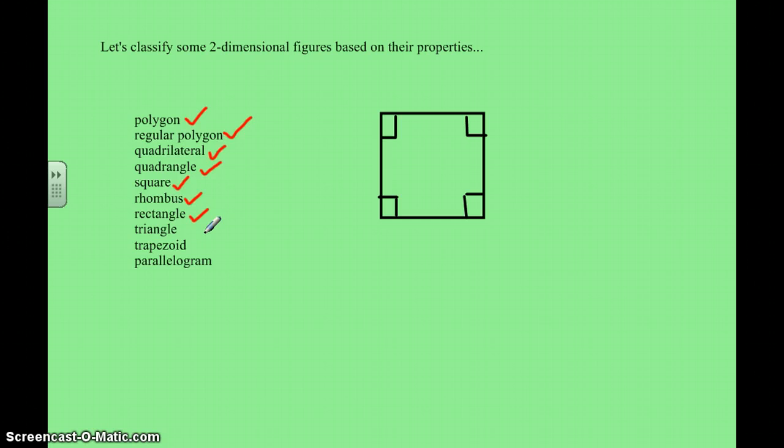Is it a triangle? No, because it has more than 3 angles or 3 sides. Trapezoid. Well, a trapezoid has one set of parallel sides, and if you notice here, this figure has 2 sets of parallel sides, so no, it's not a trapezoid. Is it a parallelogram? Remember, a parallelogram has 2 sets of parallel sides, so yes, it is a parallelogram. So this figure here could be classified as a polygon, a regular polygon, a quadrilateral, a quadrangle, a square, a rhombus, a rectangle, and a parallelogram.